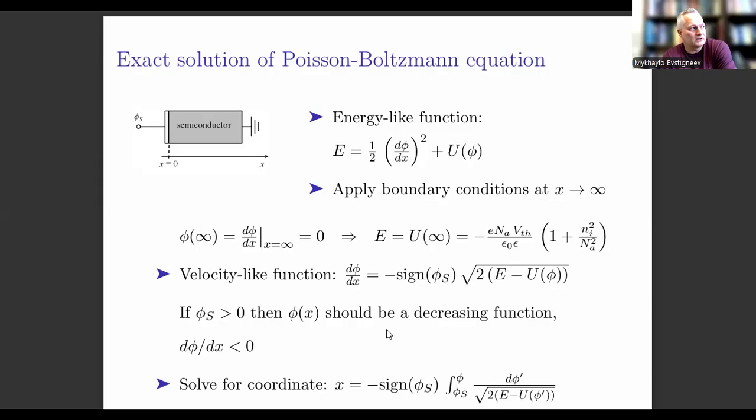So let's say the surface potential is 1 volt. Using this formula, integrating this dx by d phi with respect to phi, starting from the surface value phi surface, I get this x. So this formula allows me to determine quickly at what value of x the potential reaches the value of, let's say, 0.9 volts or 0.8 volts or 0.1 volts. Okay.